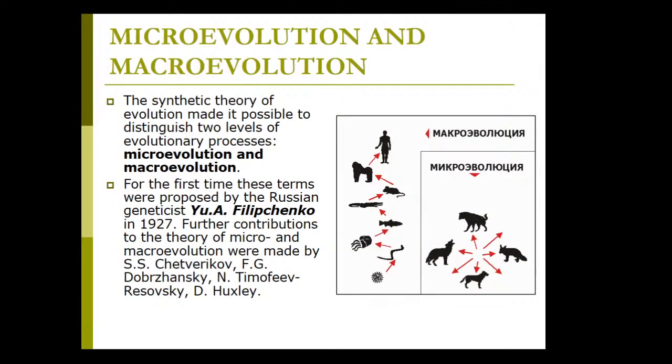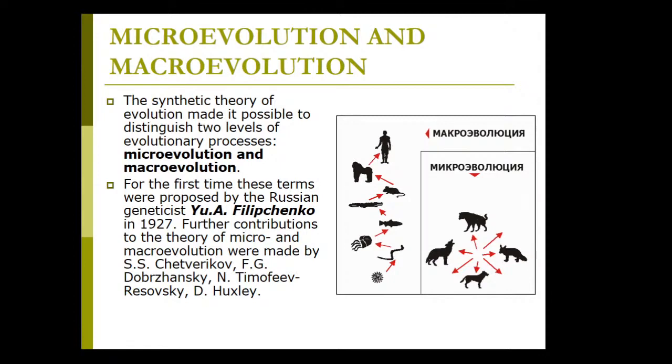The next important thing in this part of the lecture is the terms microevolution and macroevolution. The synthetic theory of evolution made it possible to distinguish two levels of the evolutionary process. Microevolution is the small square in the middle of our picture about animals. And macroevolution is the left side of the picture, where from primitive animals evolution leads to the appearance of big animals, mammals and, as a result, humans. For the first time these terms were proposed by the Russian geneticist Filipchenko in 1927.